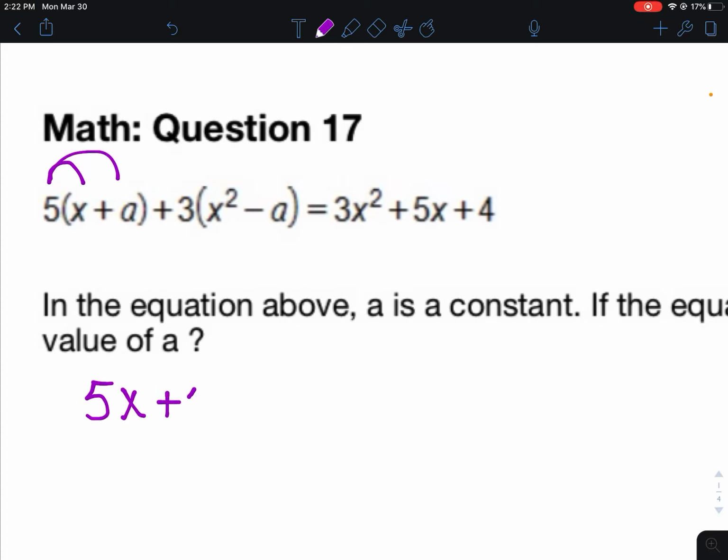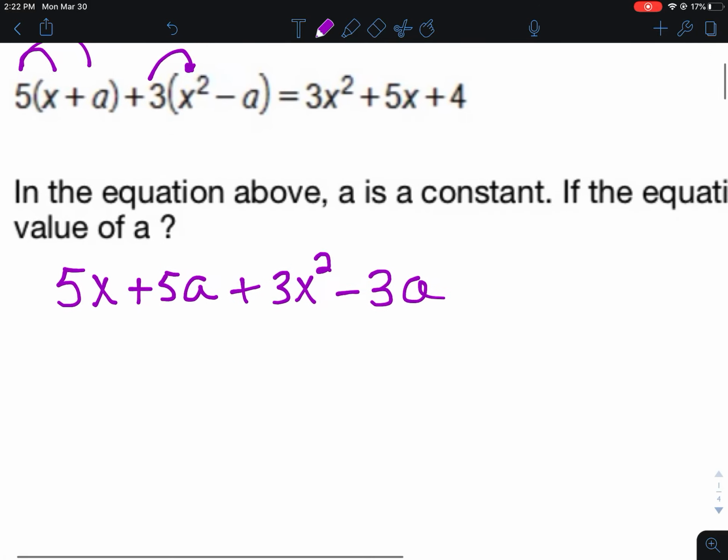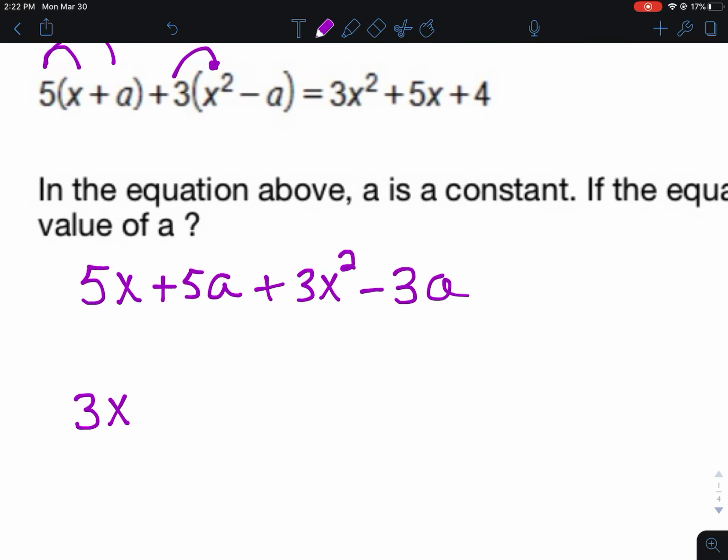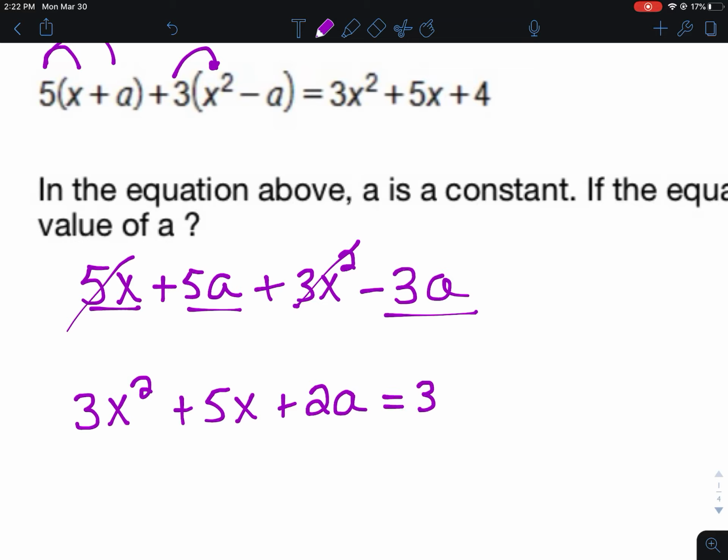So I get 5x plus 5a, and then I'm going to distribute the 3, plus 3x squared minus 3a. Now combine like terms, and we're going to write it highest power to lowest power, so descending order. So 3x squared goes first, and then I have plus 5x, and then next I have 5a minus 3a, so plus 2a. All right, and right now we want that to be equivalent to 3x squared plus 5x plus 4, right?